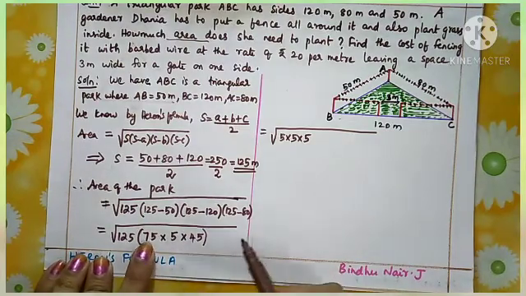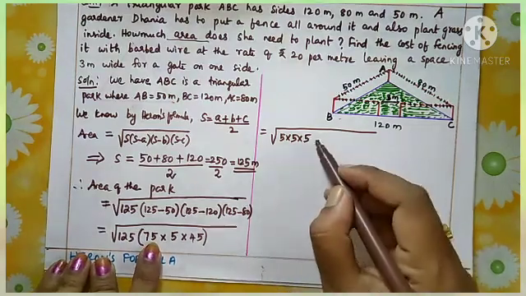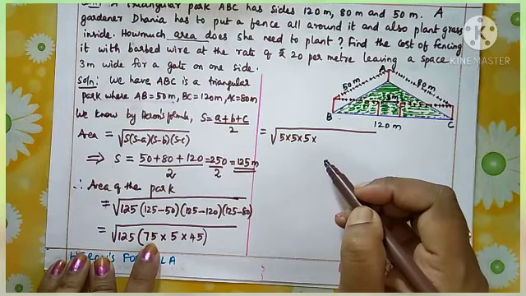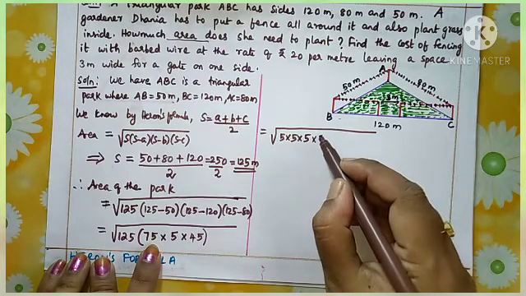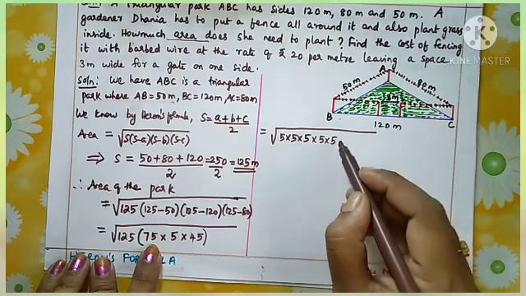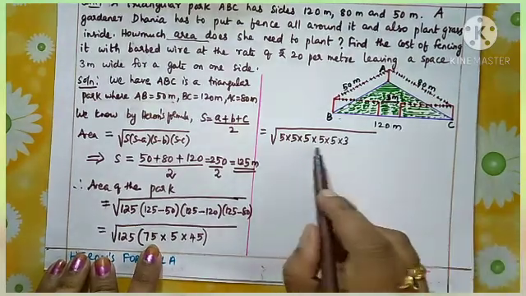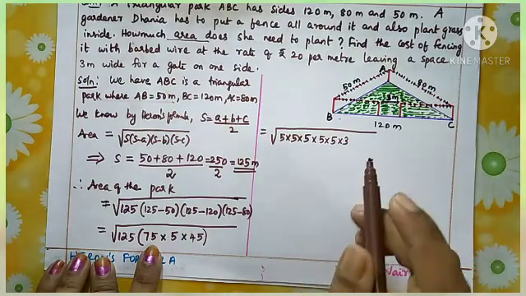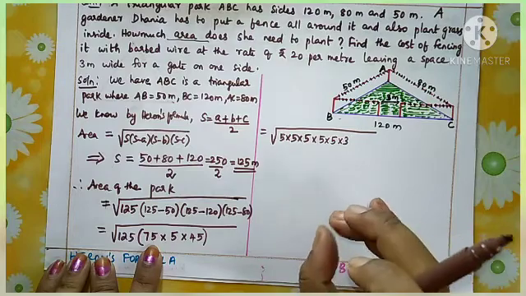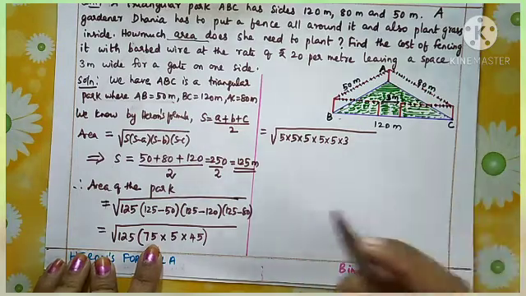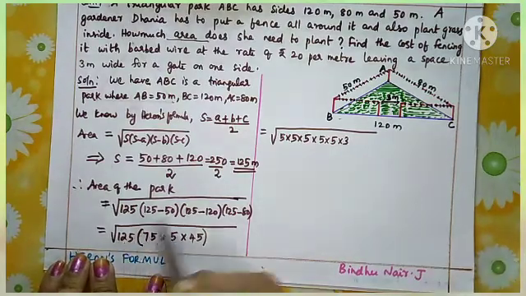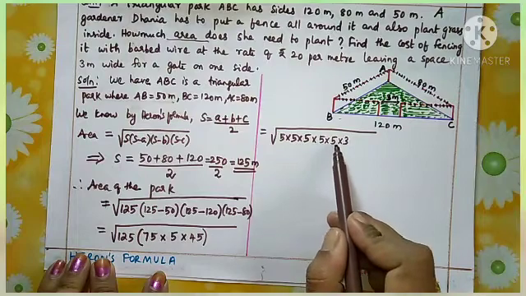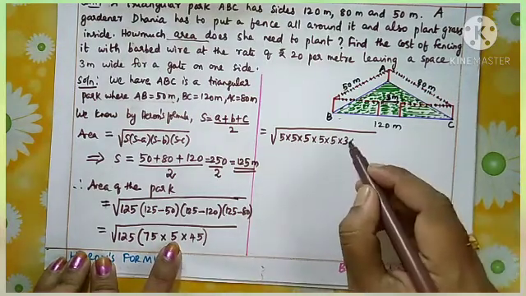Now the next number is 75. How can we split 75? 25 into 3, correct. So 25 into 3 means 5 into 5 into 3. We want to write it as a product of prime factors, and prime factors we usually write as multiplication of 2, 5, 3, 7 like that. So 125 we wrote as 5 into 5 into 5, and 75 we wrote as 25 into 3, that is 5 into 5 into 3. Now 1 5 is there.